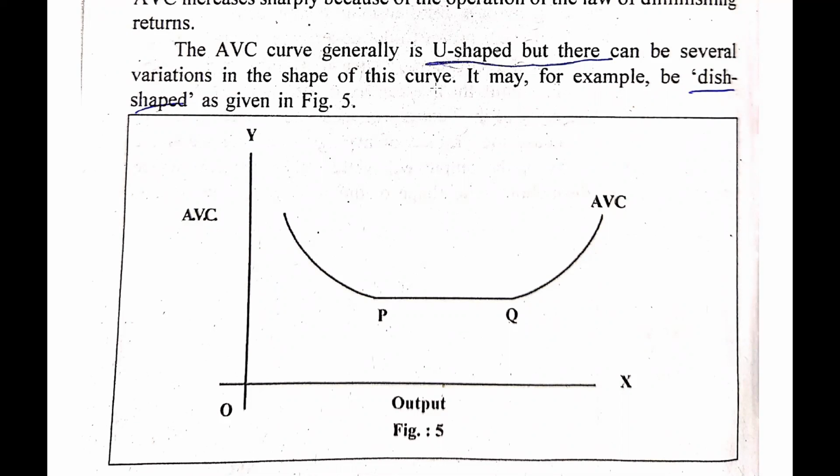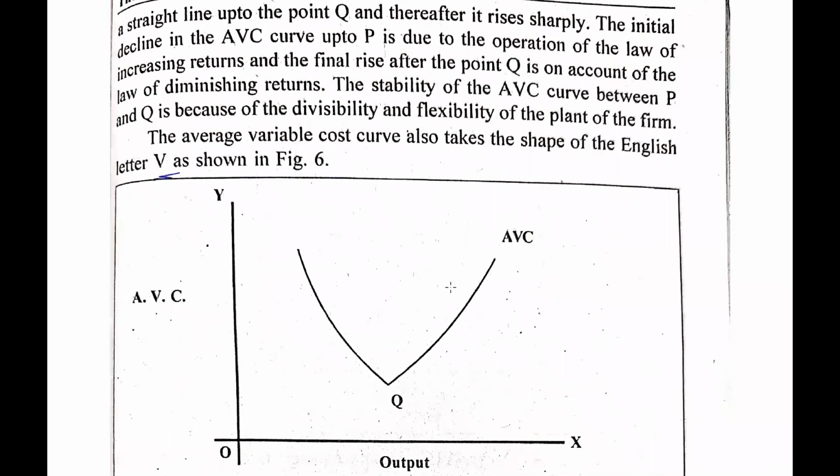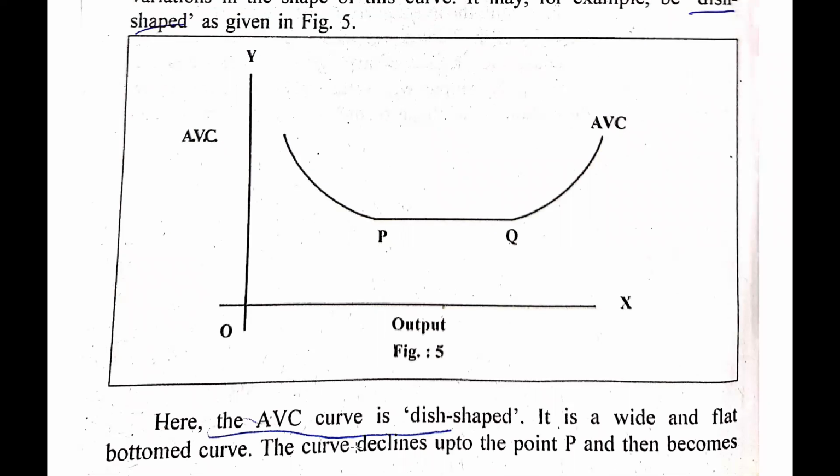but there can be several variations in the shape of this curve. It may, for example, be D-shaped as given in figure 5. So guys, here you can see in the beginning average variable cost will decrease as the production increases, and at normal capacity it will be stabilized. But when a company crosses its normal capacity of production, then the average variable cost will increase. So guys, here the average variable cost is D-shaped. It is a wide and flat bottom curve.